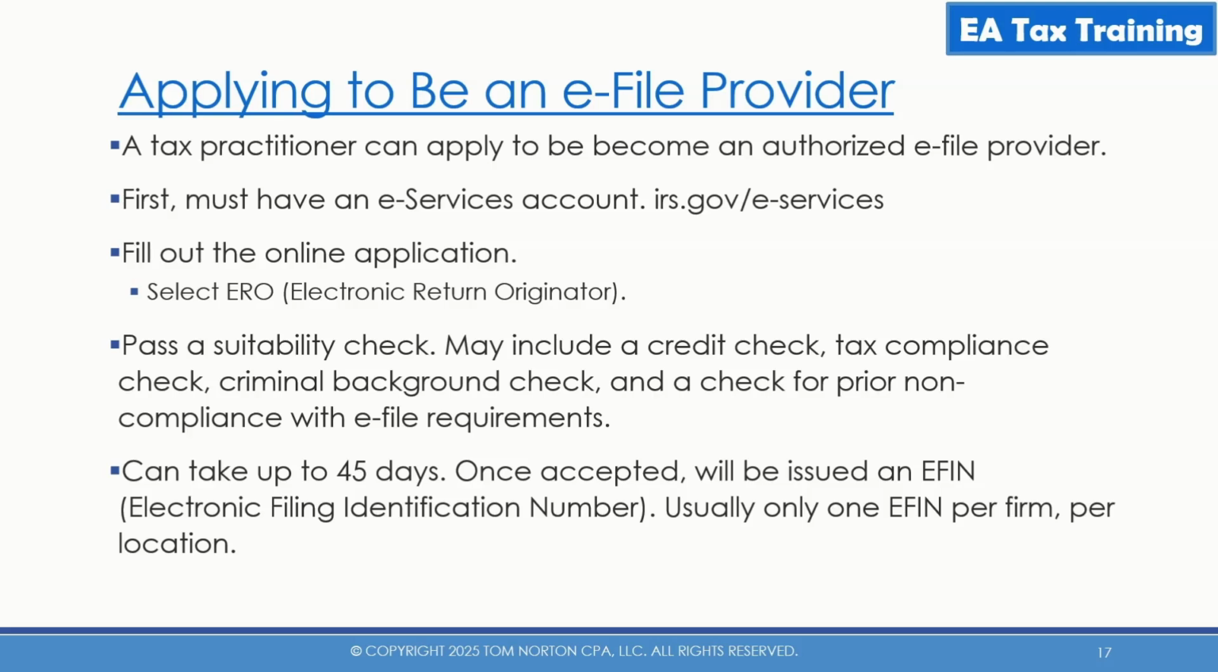Once you are accepted, you will be issued an EFIN, that electronic filing identification number. Usually you are going to get one EFIN per firm, per location. So if it's just you, you'll have one EFIN. If you've got multiple offices, then each office will get its own separate EFIN. So that way, when a return is submitted, the IRS will know which location it came from.